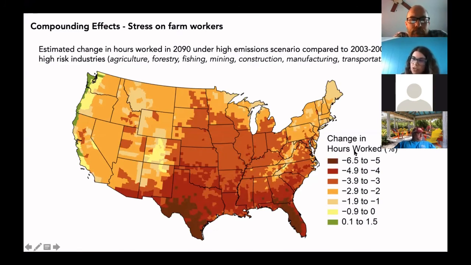So this is changes in hours worked, by percent. You can see lots of Tennessee falls in this 3 to 4% area, with the change being larger in West Tennessee, where the temperature changes are projected to be larger.